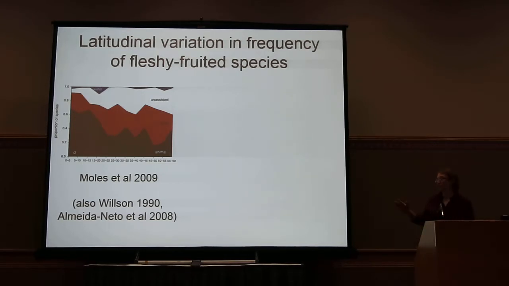For a very long time, people have noted that the tropics often have a lot of fruits, a lot of fleshy fruits, but there hasn't been a great global description of this. There was a study in 2009 that had some discussion of latitudinal gradients in fleshy fruits, but it wasn't really focused exactly on this question.